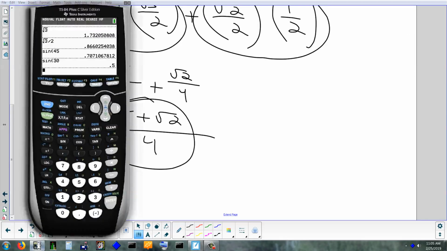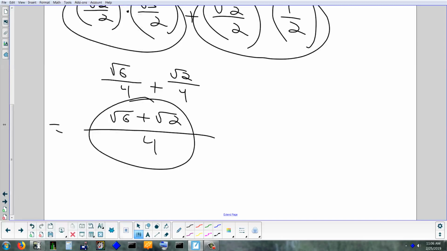Okay, let's check it. So let's type in the square root of 6 plus the square root of 2. That's the numerator, and now divide it by 4. You get 0.9659. The original problem was the cosine of 15. 0.9659. So we found out how to write this answer as an exact fraction. And that's how you do it.